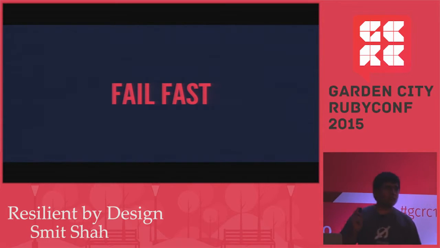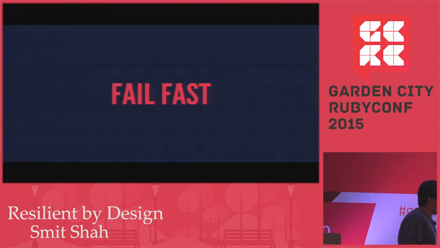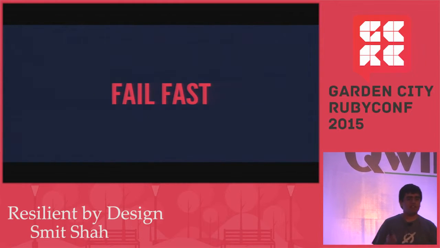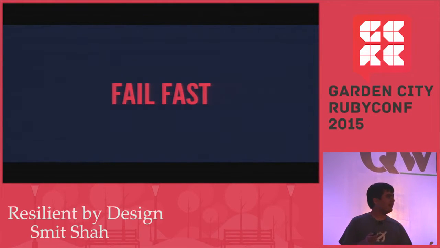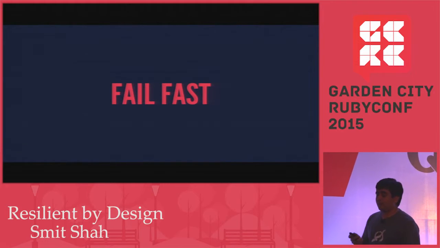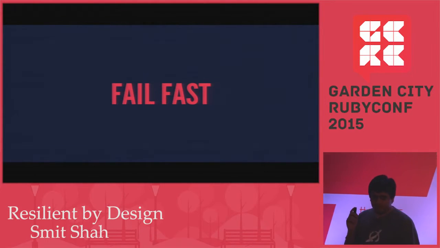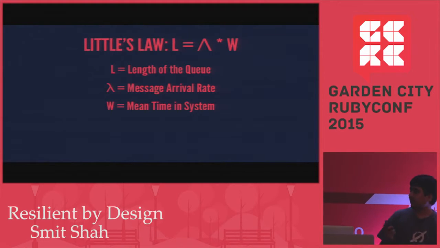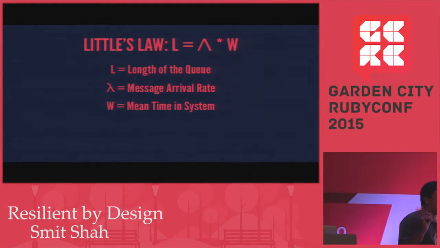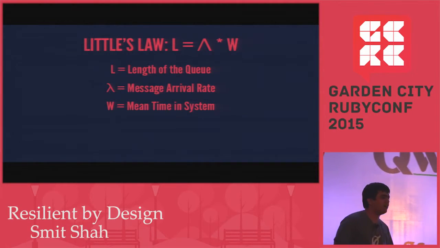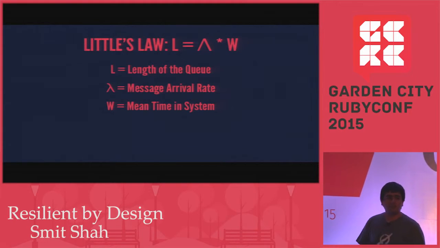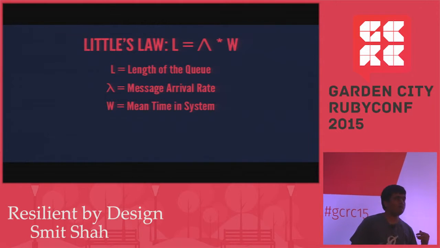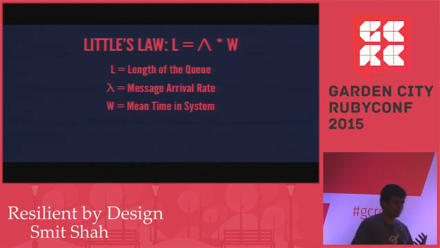Fail fast. In both the previous points, I've been mentioning that you should be failing fast, that failing fast is much better than taking time to do it. Why is that? I'm just going to need some math for this. This is Little's law, which comes under queuing theory. Your length of a queue depends on how many messages are arriving and how much time your system is taking to process them.